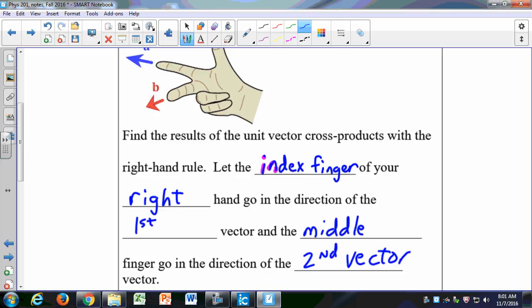You have to use your right hand, though, because sometimes students will use their left hand. I've seen students fidget around with their left hand in the exam, and sometimes I try to go by and tell them, hey, don't forget you need to use your right hand, not your left hand.